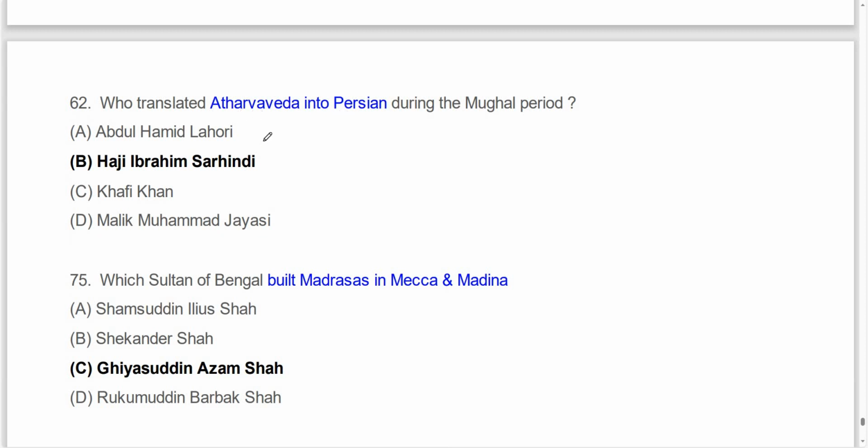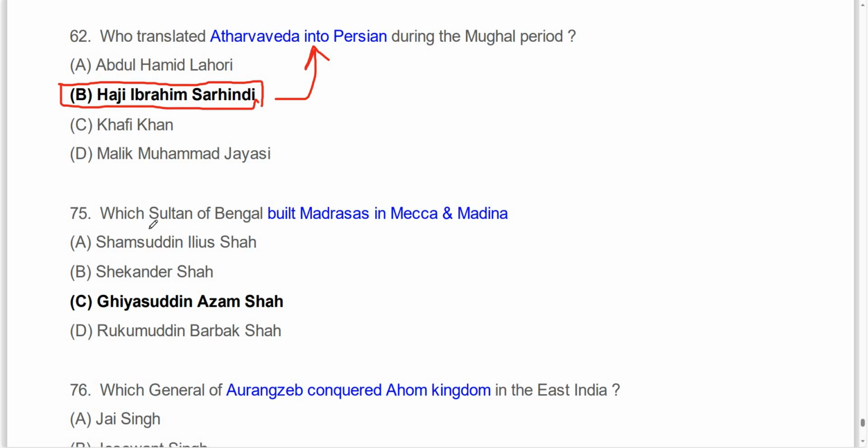Who translated the Atharva Veda into the Persian language during the Mughal period? Haji Ibrahim Sirhindi is the one who translated the Atharva Veda into Persian.